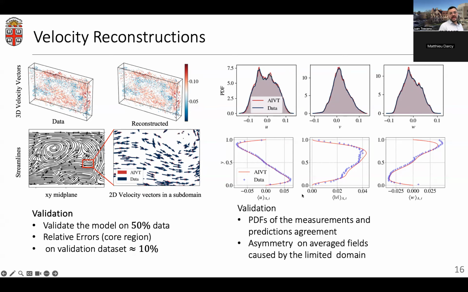Additionally, we can also compute the average velocities. What we have here in blue points will be the experimental data, and what we have in red will be the prediction of the model.